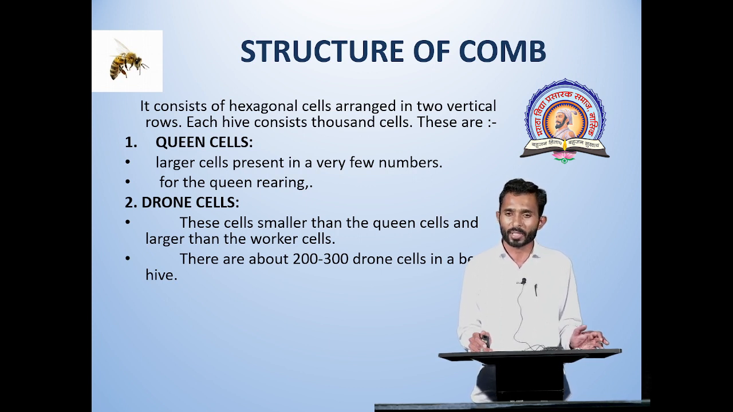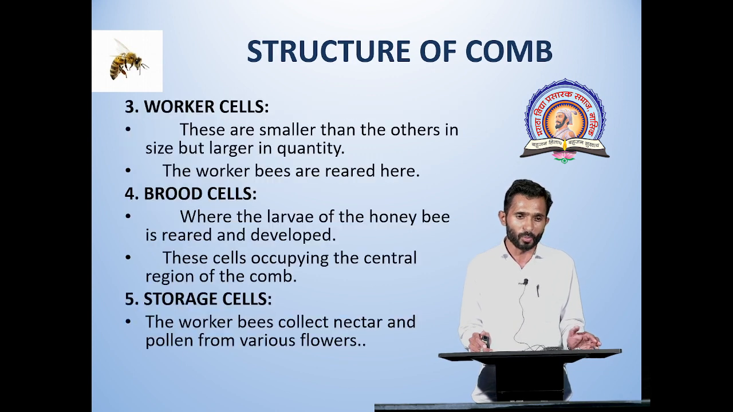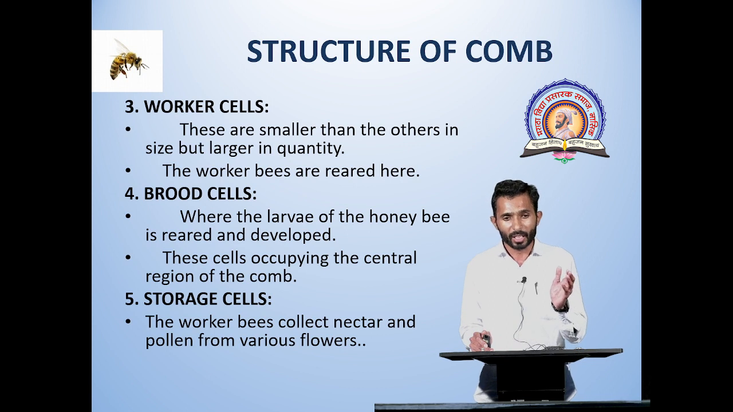The second type of cell is the drone cell. Drone cells are smaller than the queen cell. There are a few hundred drone cells present, and only these cells hold drones in the comb. The third kind of cell is the worker cell. Worker cells are smaller than drone cells, and they are much more numerous in the hive or comb.